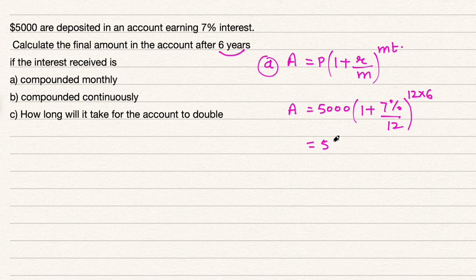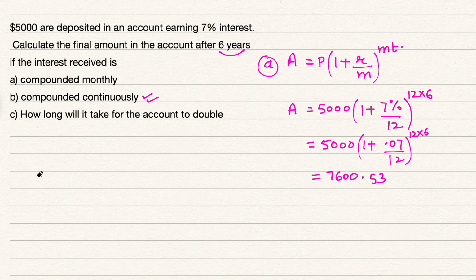Okay, so that is 5,000 times 1 plus decimal 07 by 12, raised to 12 times 6. Okay, use the calculator. That is $7,600.53 compounded monthly. What if it is compounded continuously?